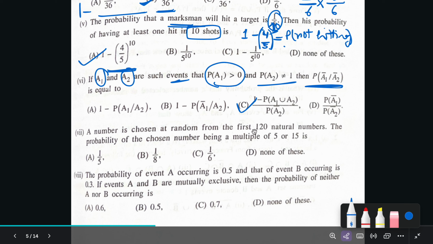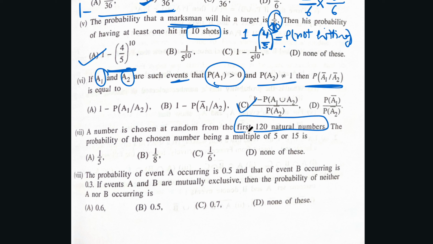A number is being chosen at random from first 21 natural numbers. The probability that the chosen number is a multiple of 5 or 15 is, so it will be 5 plus 15. That would mean I will include everything that is 5 also. So it will be 24 by 120, which will be 1 upon 5, and that's how it will be 1 by 5.